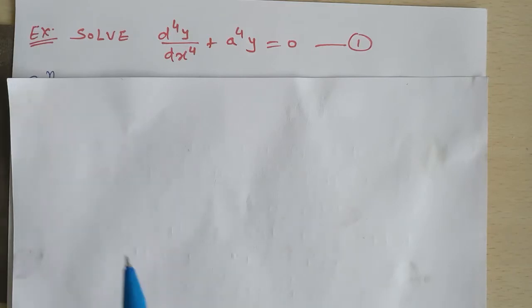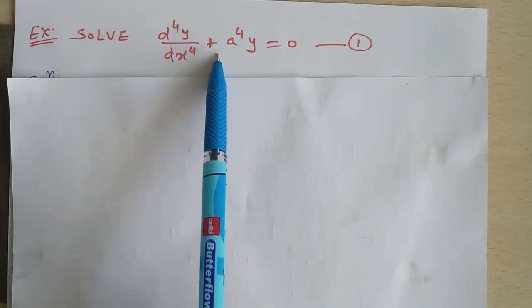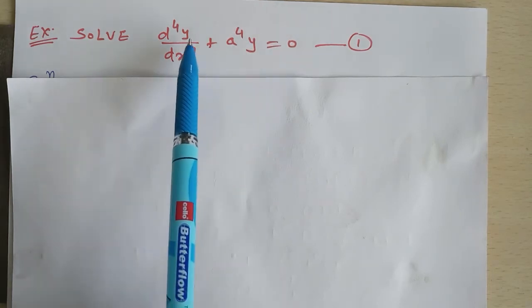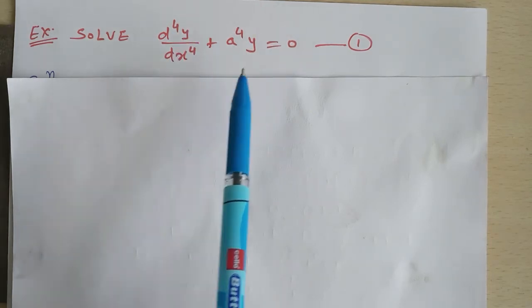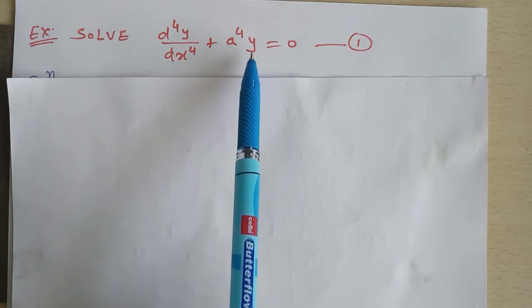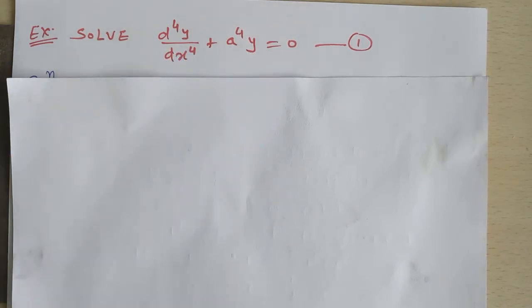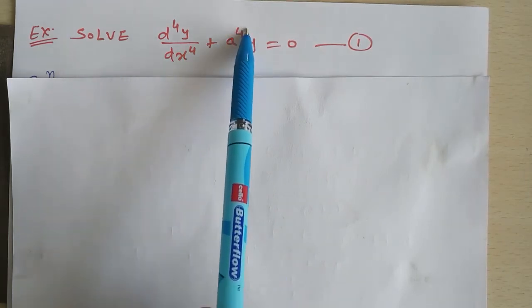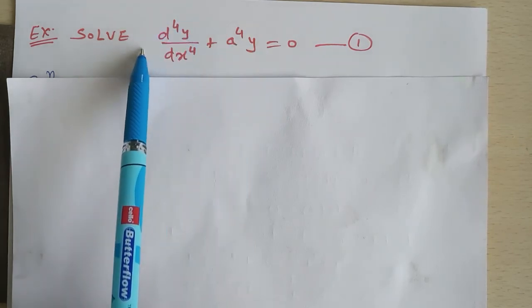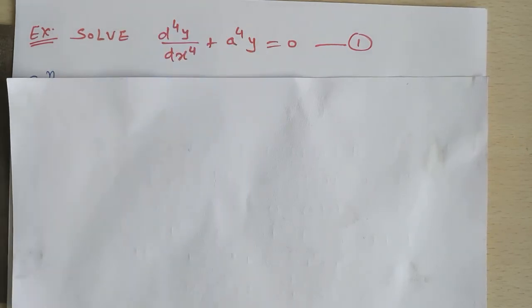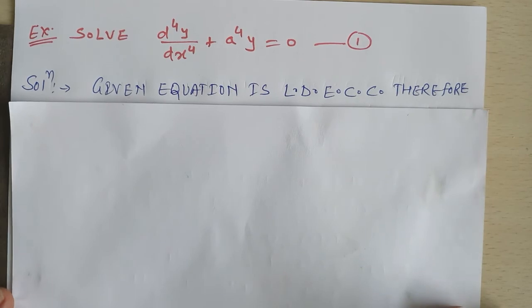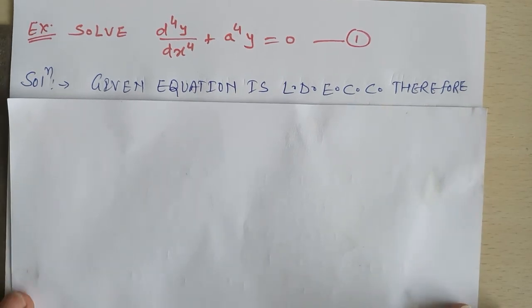Next example is solve d4y by dx4 plus a4y equal to 0. So this is a differential equation. Further it is linear because y has power 1 and d4y by dx4 has power 1, and there is no multiplication term of y and its derivative. So it is a linear differential equation. Also constant coefficient because the coefficient of y, a power 4, is constant and the coefficient of d4y by dx4 is 1, constant. So the given equation is LDECC, linear differential equation with constant coefficients.